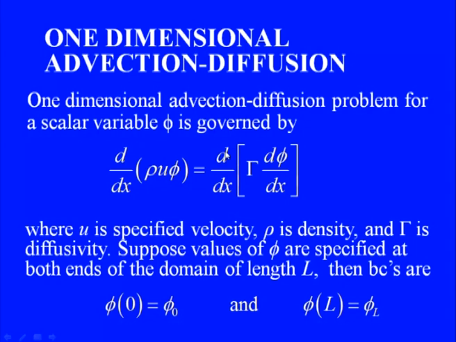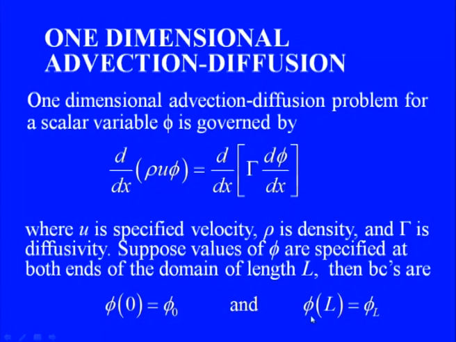On the right hand side we have d by dx within bracket gamma d phi by dx, where we presume that gamma may be a function of spatial variables. This term we refer to as the diffusive term. Now the usual symbols: u stands for specified velocity, rho is density. In what follows we are going to assume that these might be considered as constant, and gamma is diffusivity.